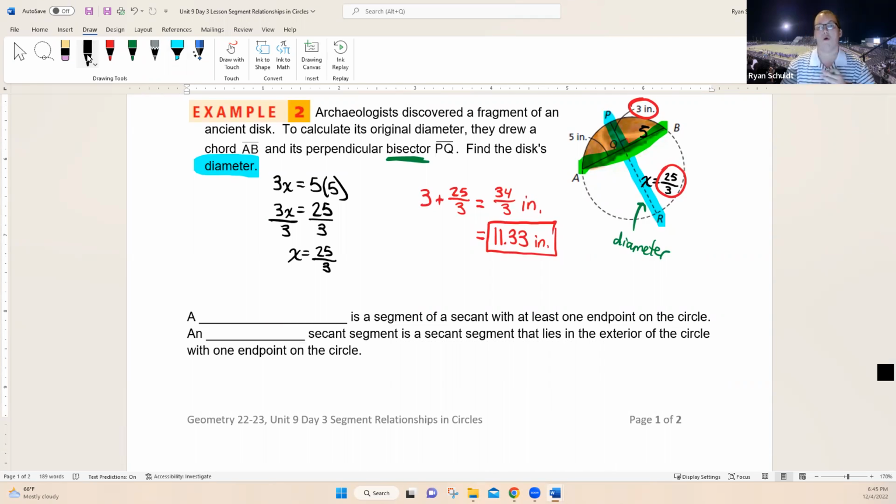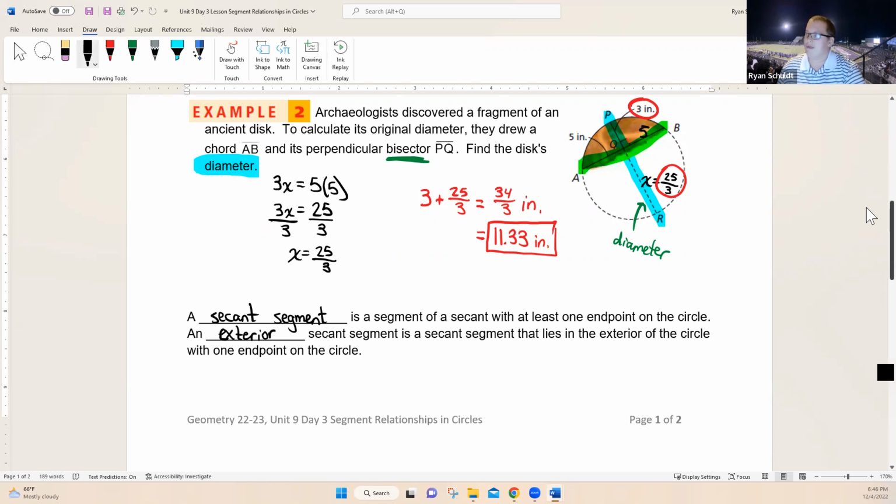So that's when 2 chords intersect. Now we have a secant segment. A secant segment is a segment of a secant with at least one endpoint on the circle. An exterior secant segment is a secant segment that lies in the exterior of the circle with one endpoint on the circle. Now, without a picture, you may be thinking, what the heck are we even talking about, buddy?